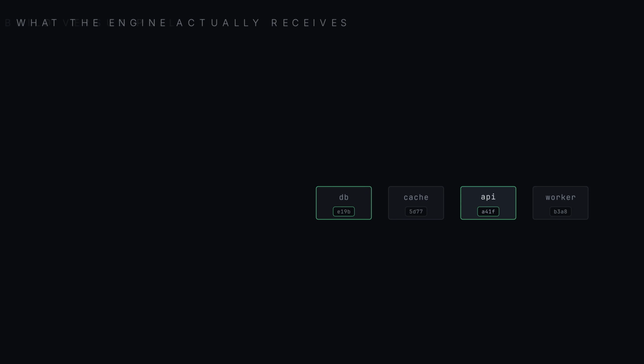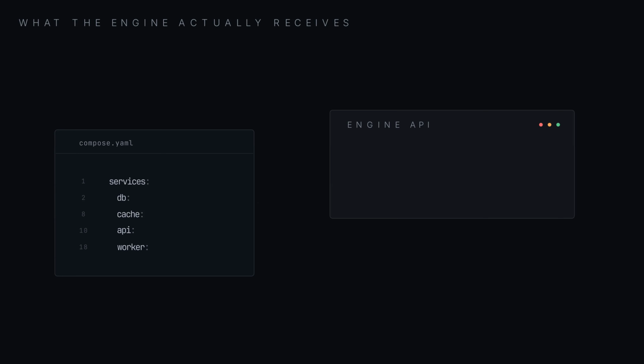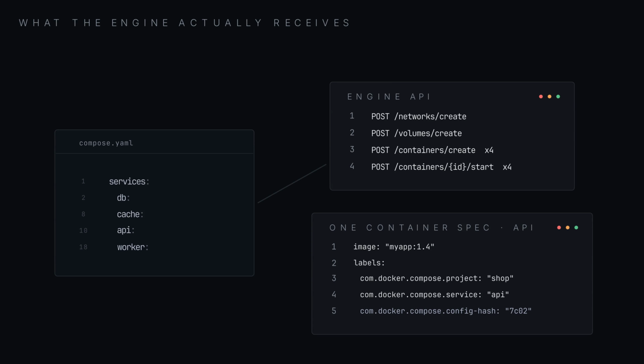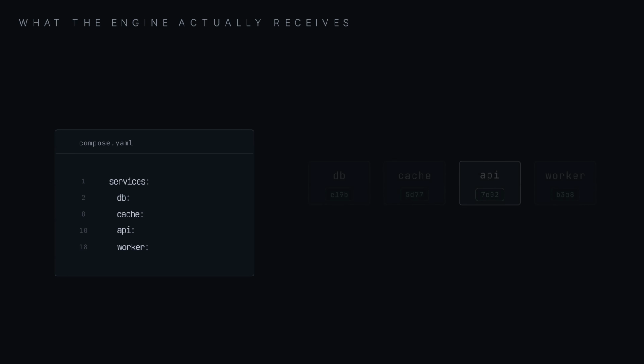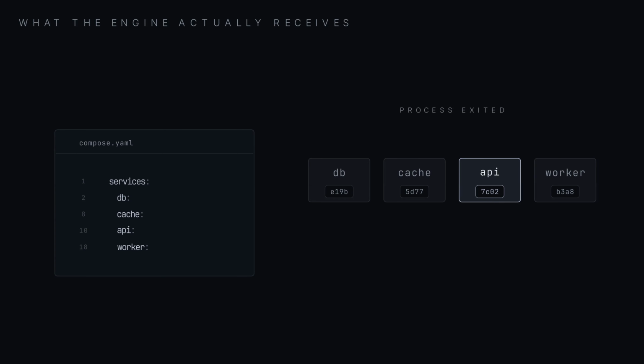At the bottom of all this, Compose is making ordinary API calls to the same engine you would talk to by hand. Create a network, create a volume, then one container create per service, each carrying its image, its command, its environment, its mounts, its network attachment, and those labels recording the project, the service, and the config hash. There is no Compose runtime living alongside your containers, no agent, no daemon of its own. It converges, exits, and the labels are the only memory it leaves behind.